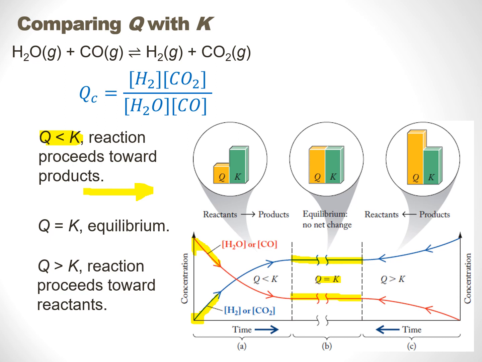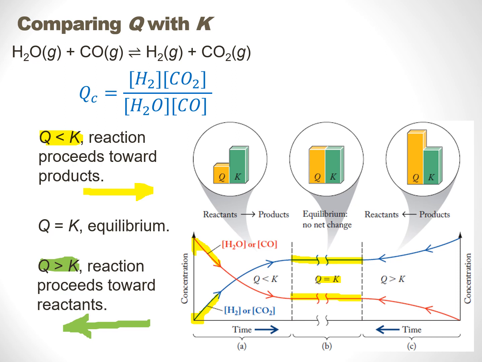If Q is too big, it means that the quotient is too large, we need to make it smaller. The way to make it smaller is to have less hydrogen and less carbon dioxide and increase the level of water and CO. So we want to push the reaction in that direction. This would make Q get smaller and smaller until it reaches the same value as K.